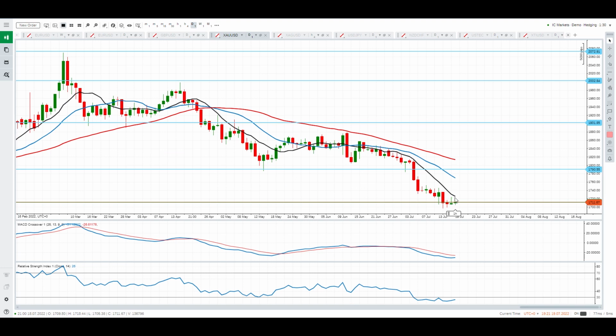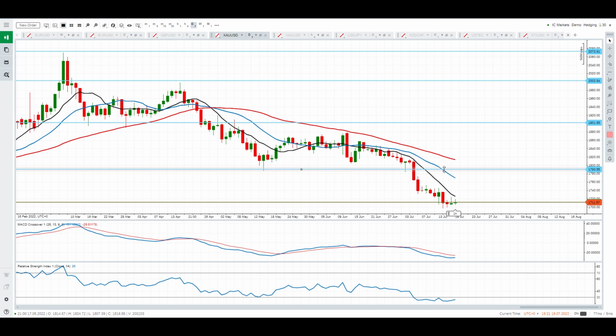So this is what I'm looking for, is gold ultimately. I have to be prepared that there could well be a continuation back down to this level, but I'm looking for shorter term moves to the upside towards 1750 for shorter term trading. And then I'm looking for any bearish setups here that could indicate a continuation to the downside.